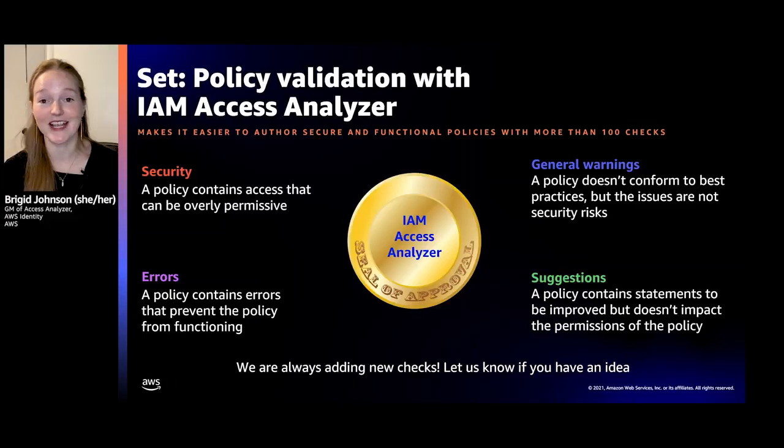When you look at your checks, I need you to look at the security checks first. This is where AWS says, hey, this can be overly permissive. Then you want to look at the errors, because this is where we think the policy contains errors that prevent it from functioning. This could be an invalid action or missing comma, all that. Then you can look at general warnings. This is when things don't conform to best practices, but the issues are not security. And then suggestions. This is where it doesn't impact the permissions of the policy, but you might want to adjust it.